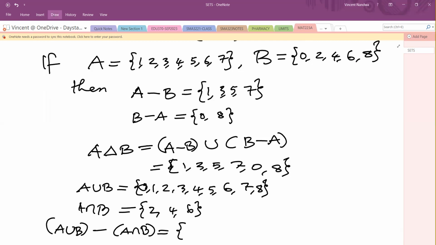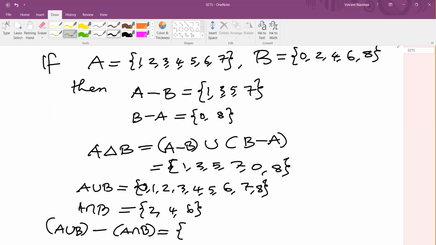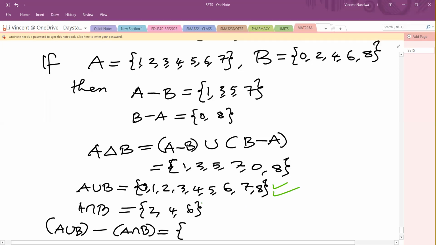Means those elements which are in this set, but not in this other set. 0, 1. Those are the only ones. And 8. And you should see that this set and this set are just the same.